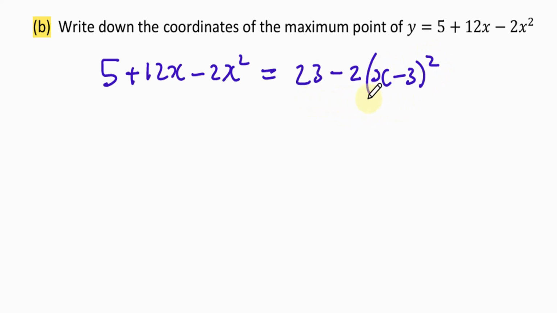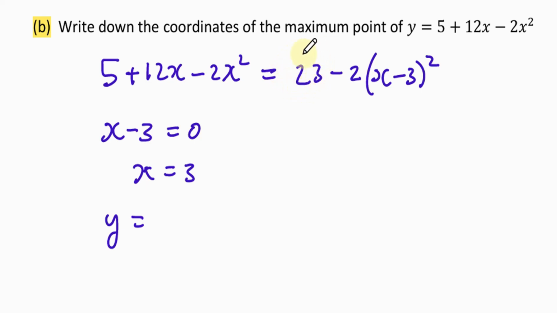So this is our completed square form. Now, to find the x-coordinate of the maximum point, we take what is inside the brackets and we make it equal to 0. And then we solve for x, and we see that x comes to 3. So this will be the x-coordinate of the turning point or maximum point. Then the y-coordinate will always be the value of q. In this case, it's 23. So in coordinate form, our coordinates will be 3 and 23.